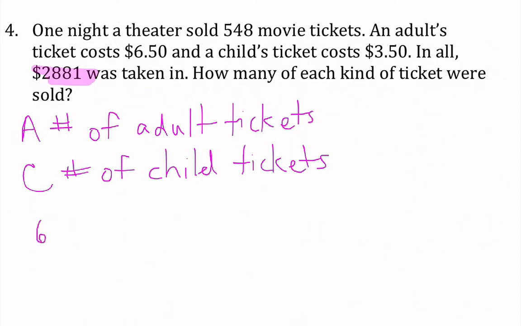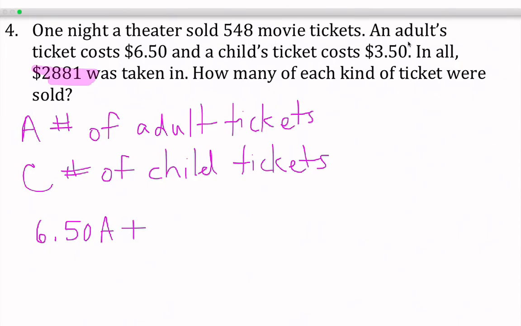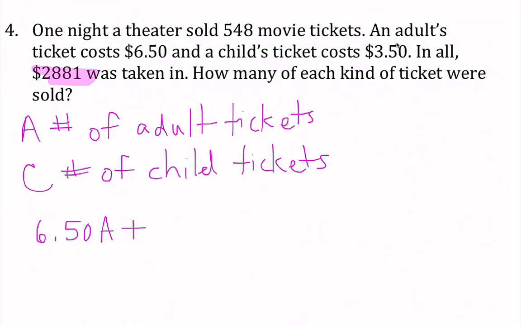So it's going to be 6.50 for every adult A, plus we're getting money from each child's ticket, which is $3.50. So I'm going to put 3.50 C. So the amount of money that comes in for every adult plus the amount of money that comes in for every child would equal the total amount of money, which was $2,881. Okay, so we're done with the total amount of money.